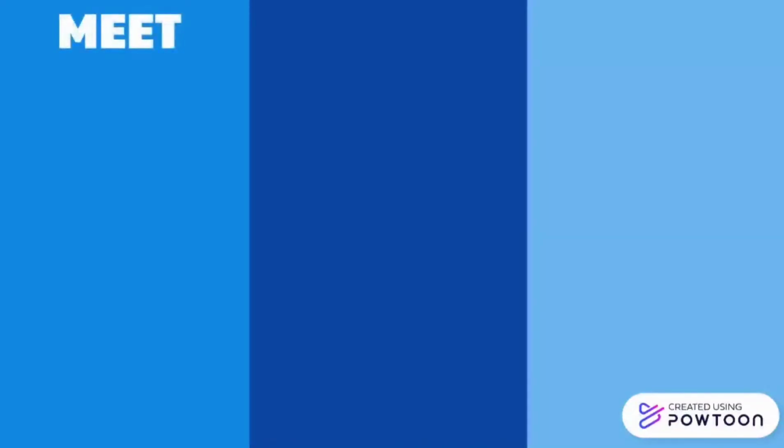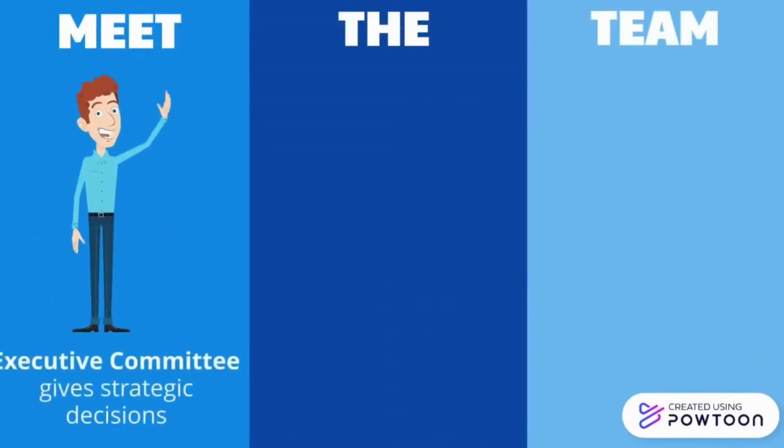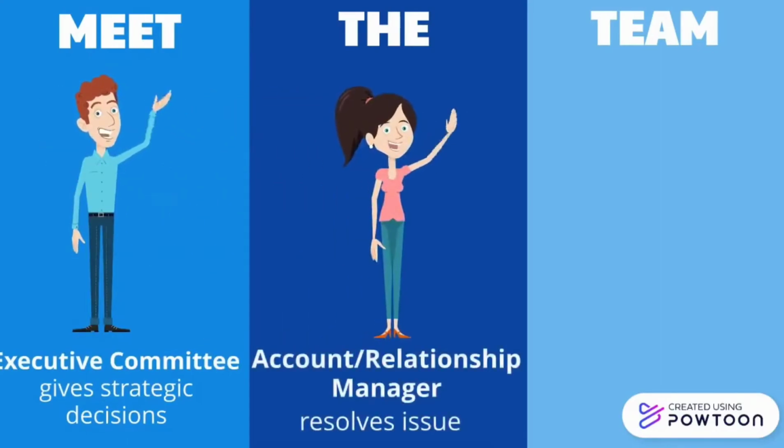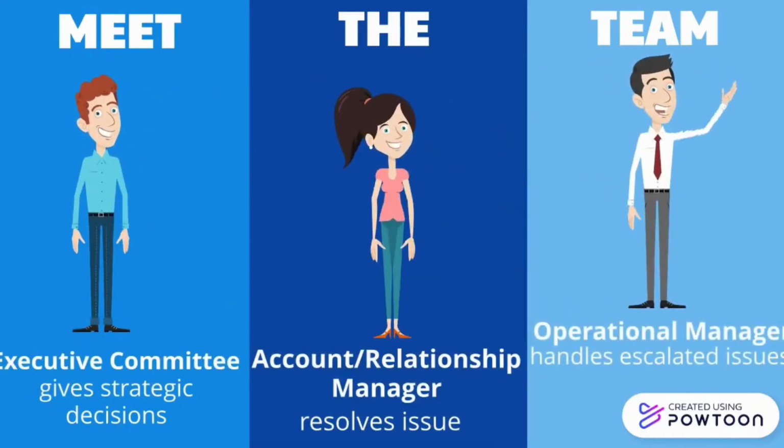Who should be responsible, or should I say accountable, when it comes to managing issues and changes? First is the executive committee. Their role is to give strategic direction. The account relationship managers resolve issues. And lastly, operational managers, service provider operation managers that can handle escalated issues.